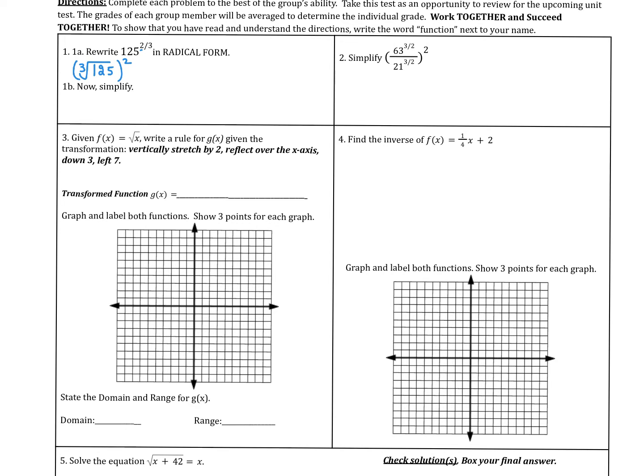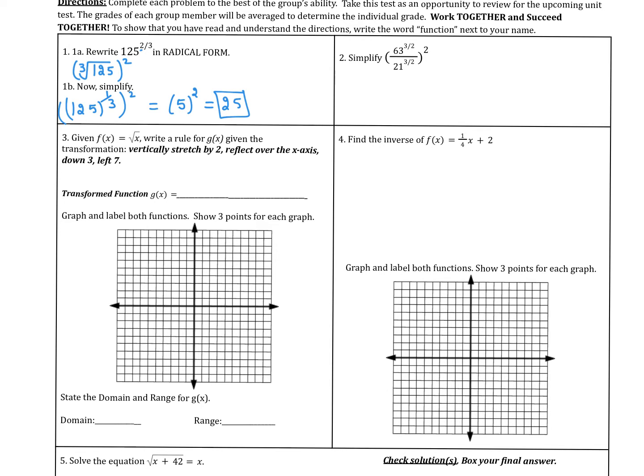Now you're going to simplify. To simplify, you write 125 to the power 1 over 3 to the power 2. Cube root of 125 is 5 and to the power 2 is 25. So the answer is 25.